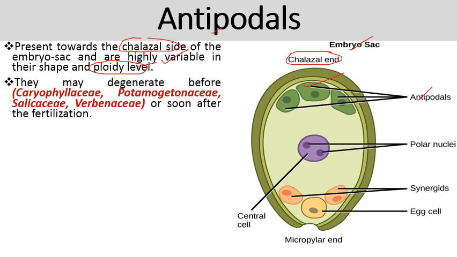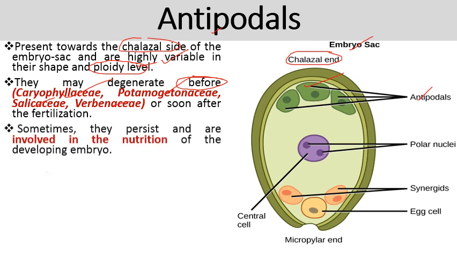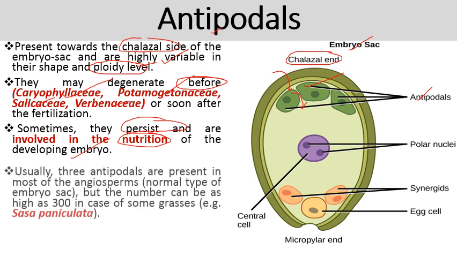They may degenerate before or soon after fertilization in members of the families Caryophyllaceae, Potamogetonaceae, Salicaceae and Verbenaceae. So in these families they either disintegrate before fertilization or soon after fertilization, but in some cases they persist and are involved in nutrition of the developing embryo. So in some embryo sacs they are persistent and provide nourishment to the developing embryo.